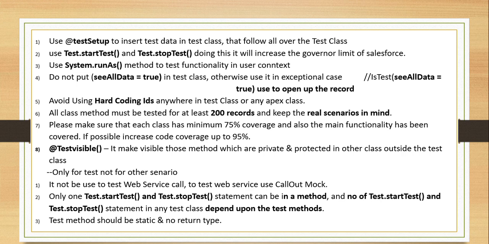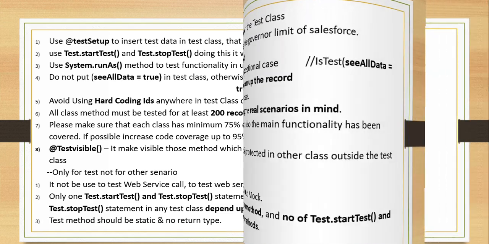Only one Test.startTest and Test.stopTest statement can be in a method, and the number of Test.startTest and Test.stopTest statements in any test class depends upon the test methods. Test methods should be static with no return type.